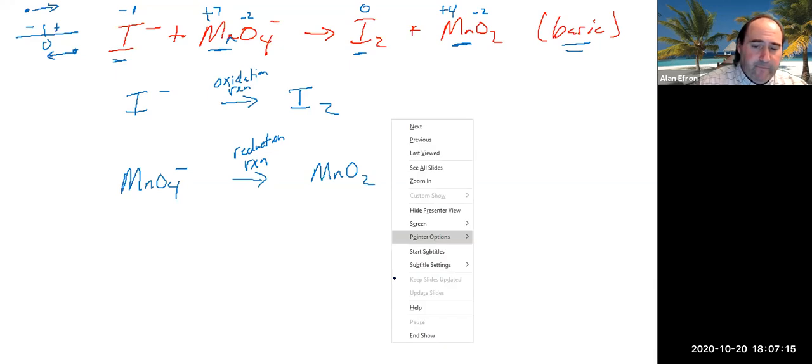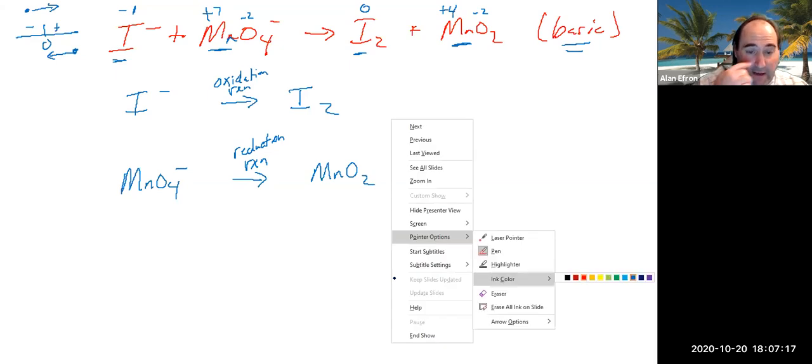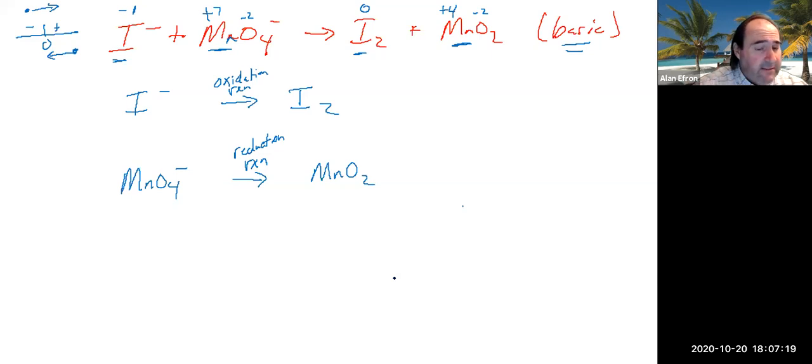Okay. Now, just like we talked about, we want to balance all the other elements except for oxygen. In the case of the iodine, we do need to put a 2 in front of the I minus on the left since there are 2 on the right-hand side. In terms of the Mn, there is 1 on each side, so that is balanced. We don't have to worry about that.